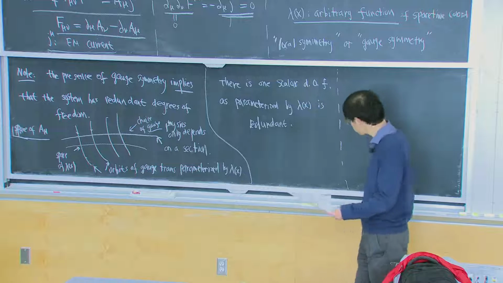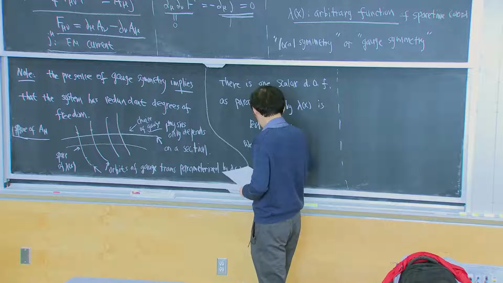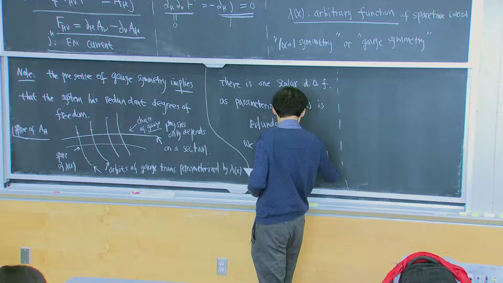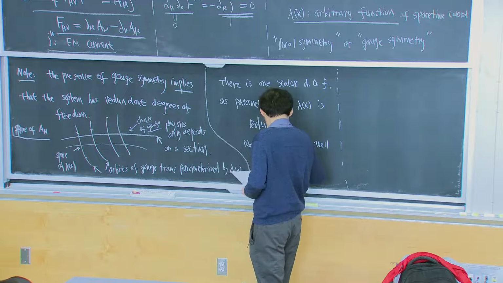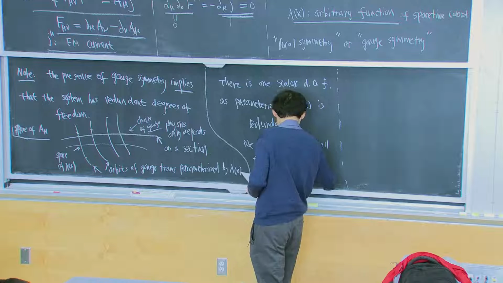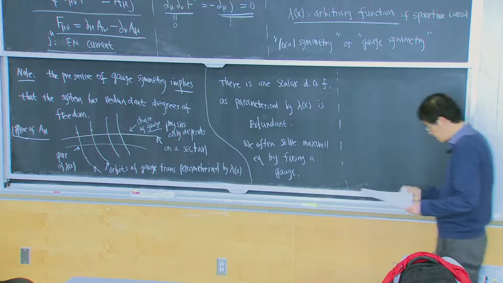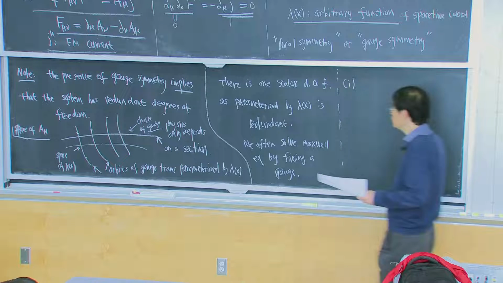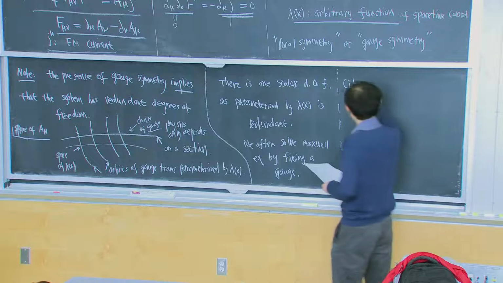So we often solve the Maxwell equation by fixing a gauge. There are two common examples which we use to solve the Maxwell equations. One is called the Coulomb gauge.